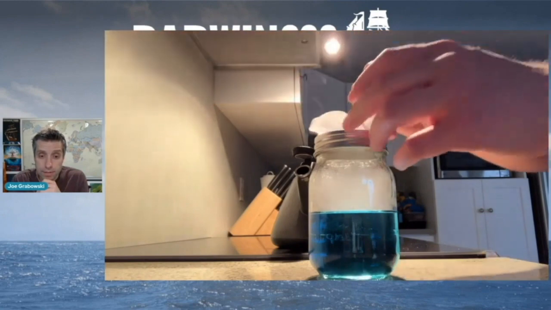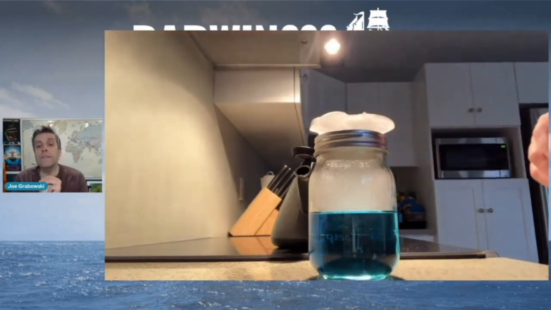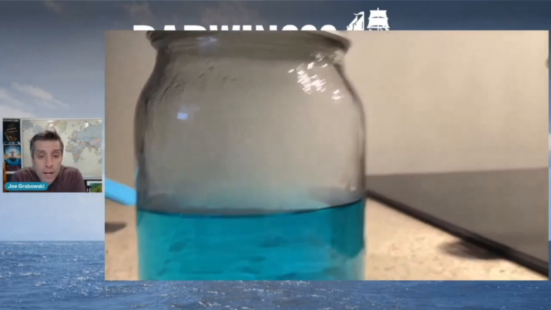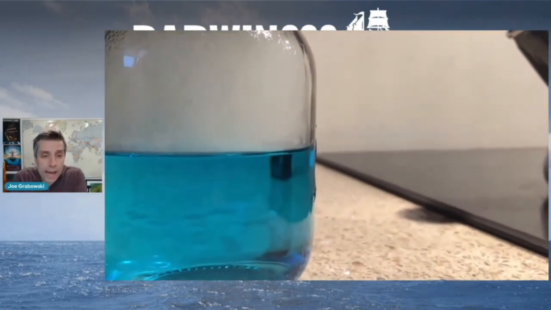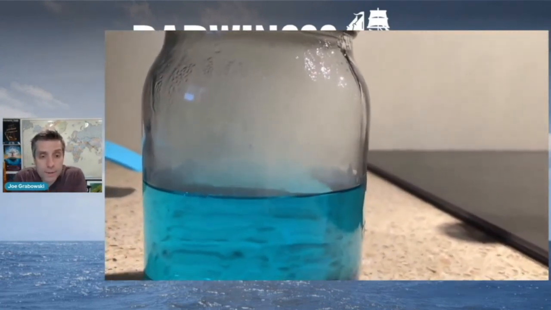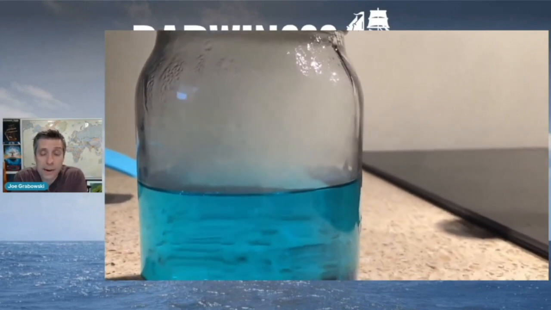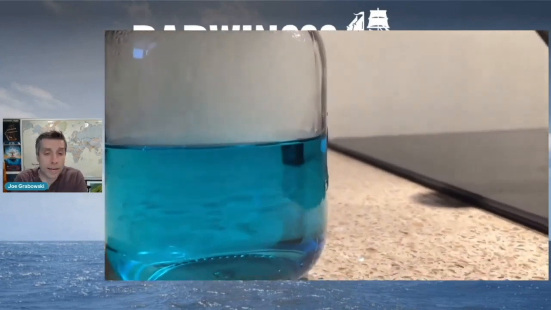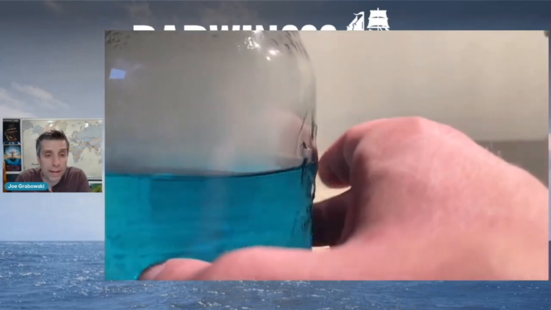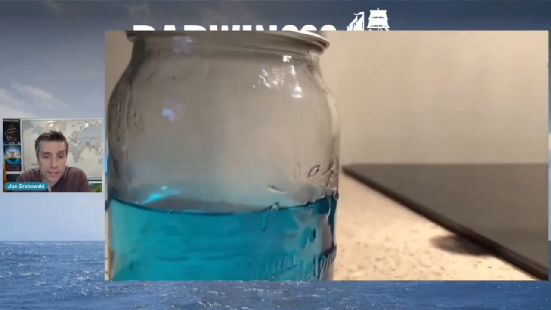I put the ice on top because that cooled the air inside as it rose and allowed it to condense. Because going from a gas to a liquid, you need it to cool down now and to condense. Now, what did it condense around?